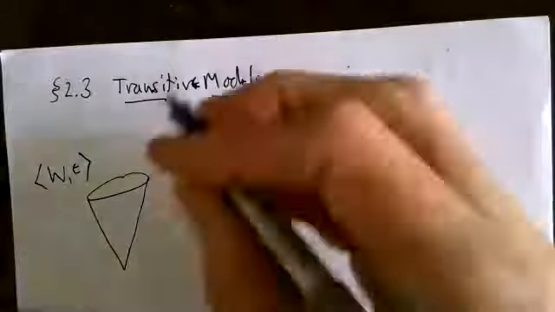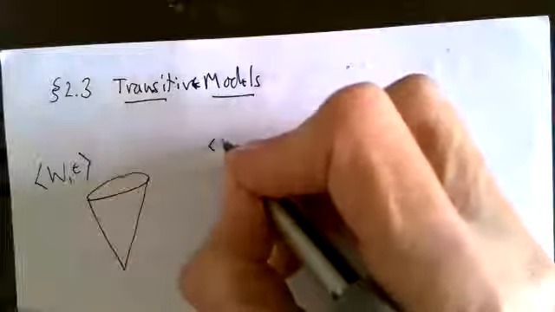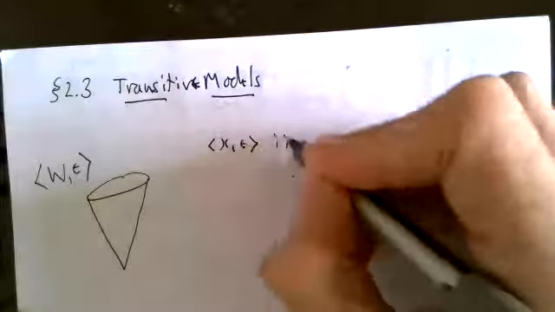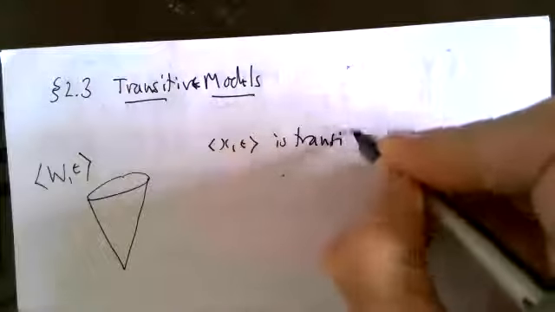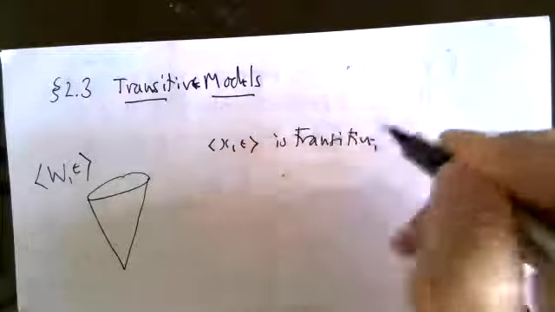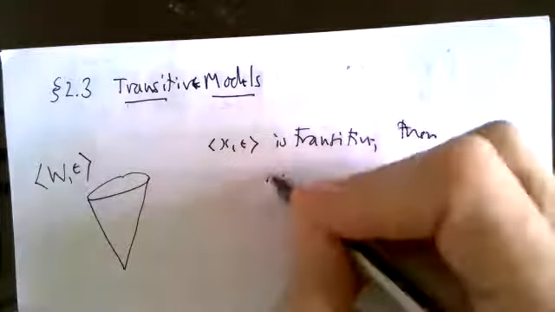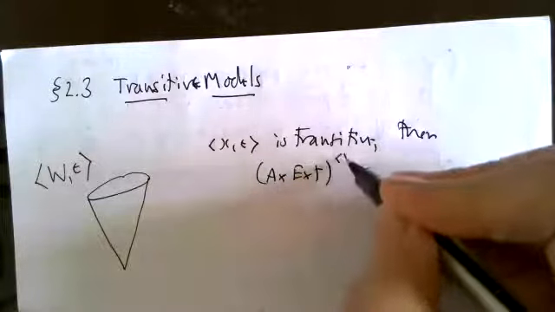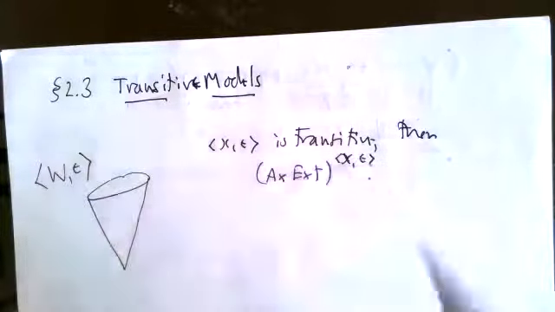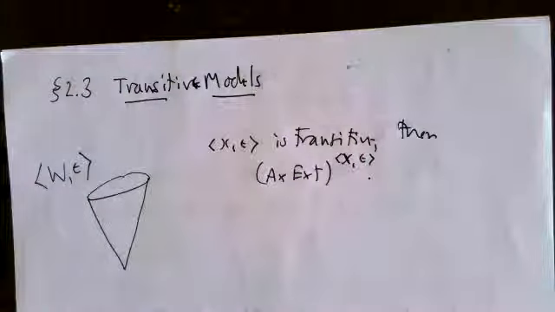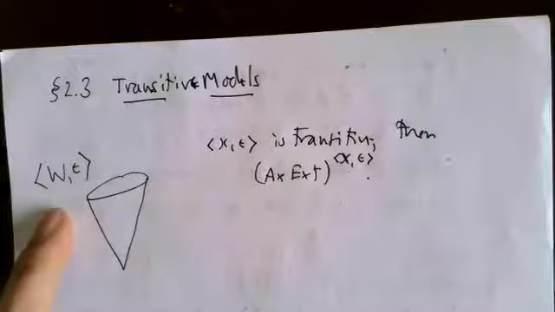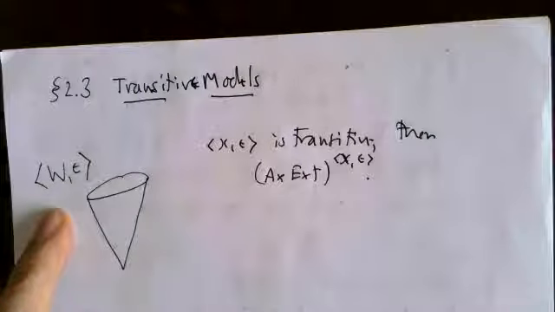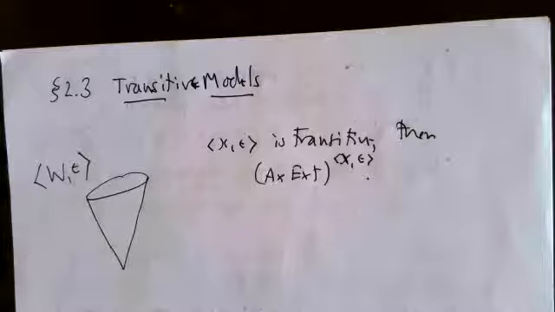Right? So in general, if X epsilon here is transitive, then we know that the axiom of extensionality holds in that transitive set. So we call something like this, or W, a transitive model.